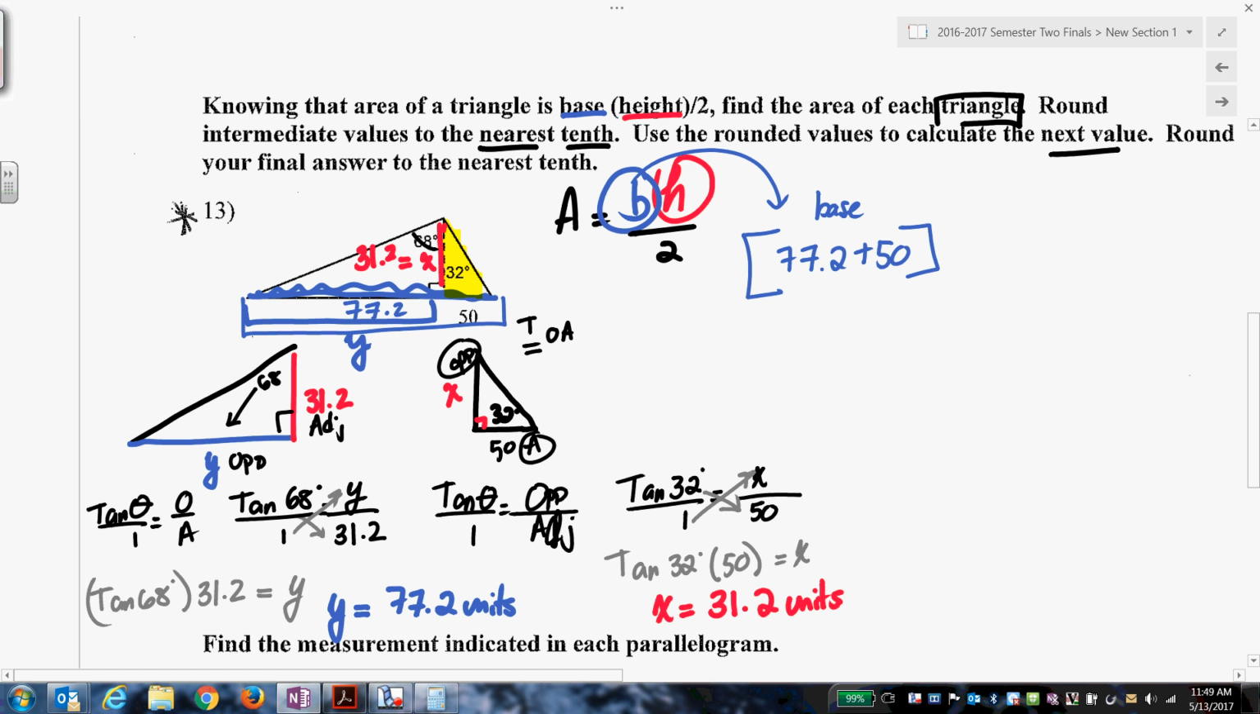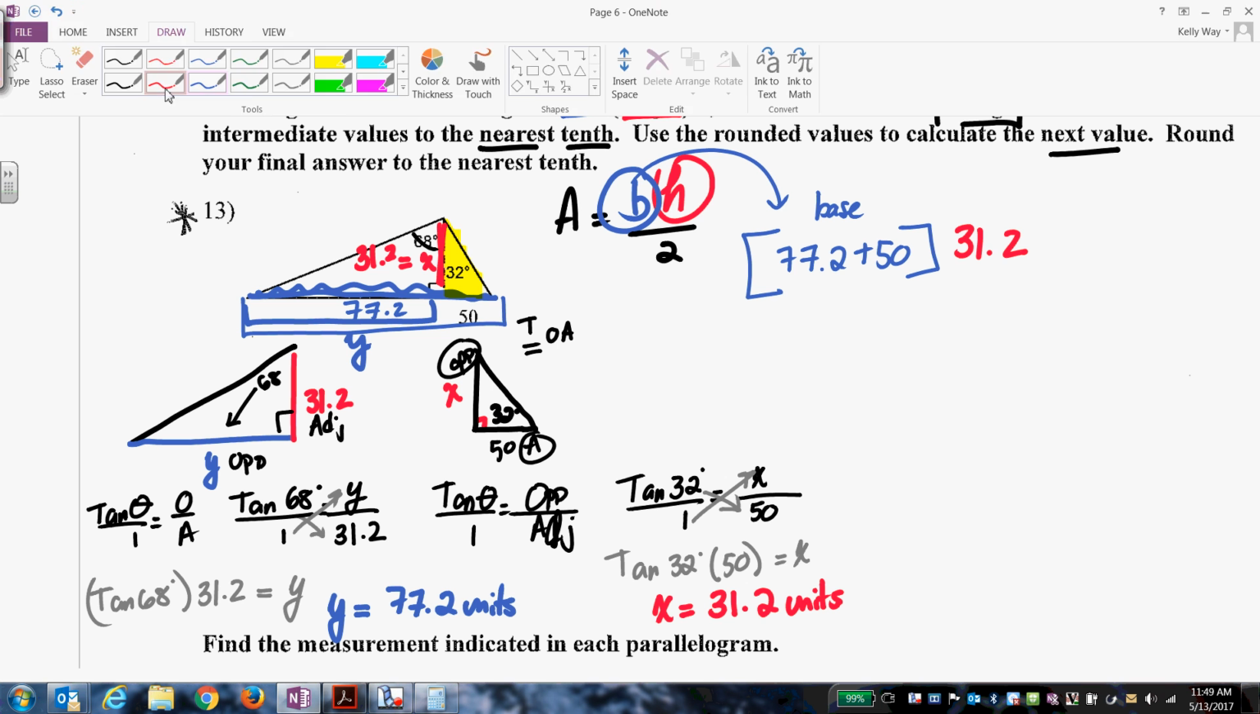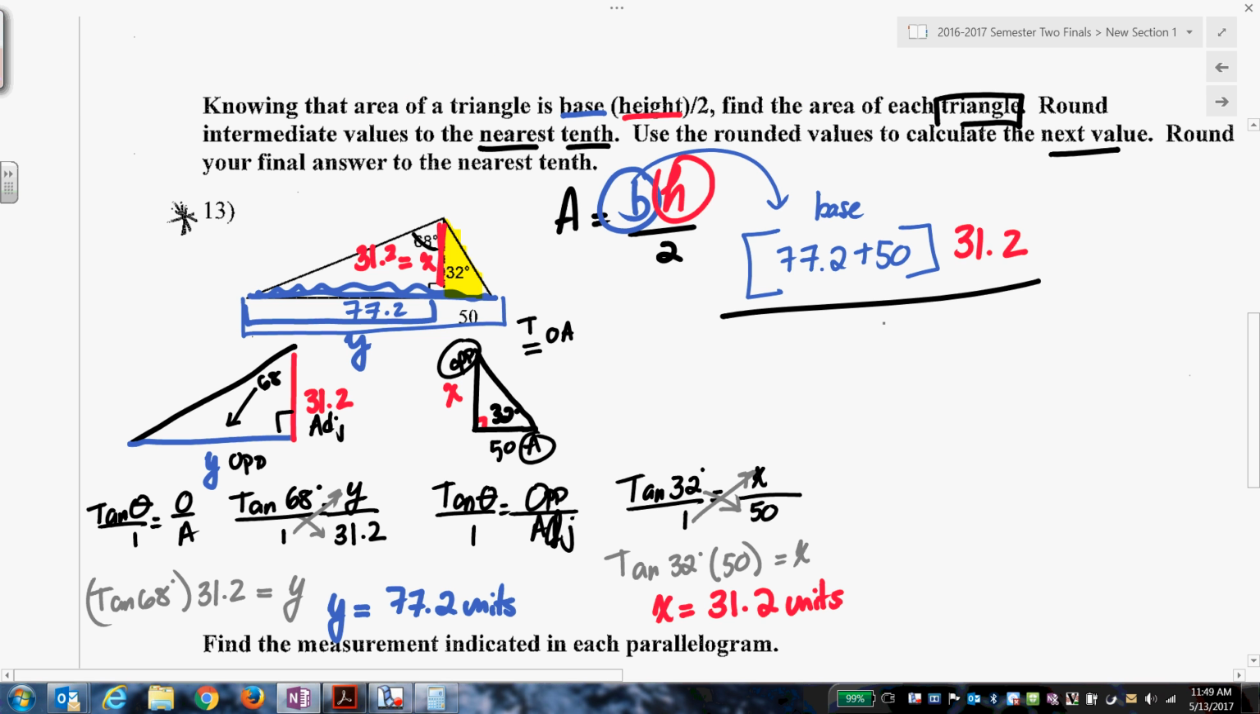The height you've already calculated. That is the 31.2. We multiply those out, and we get over 2. Now pause. You do your calculator, and then check your work in the back. Then write yourself 3 little bullets. What were the main steps to doing this problem? Pause the video. You do the math.